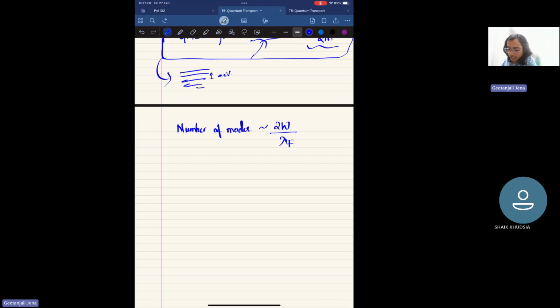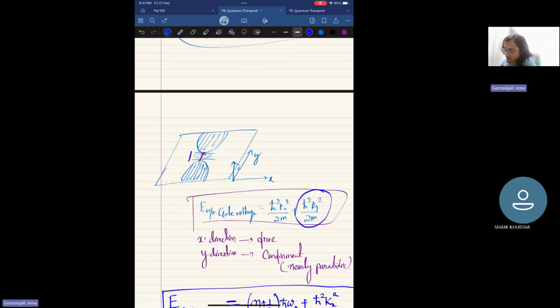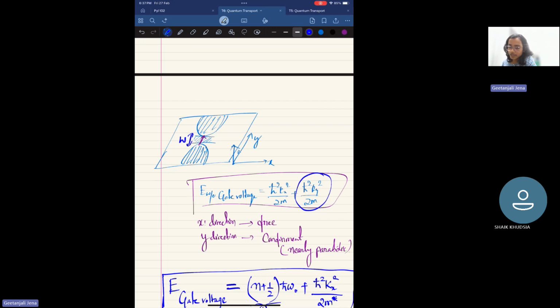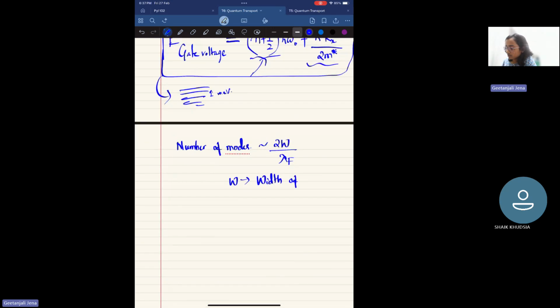Now let us see what will happen to the energy levels and how we can calculate how this number of modes is affected by the gate voltage. W is the width, as shown in the picture. What is the width of this quantum point contact? In the y direction, it is W, the width of the constriction.